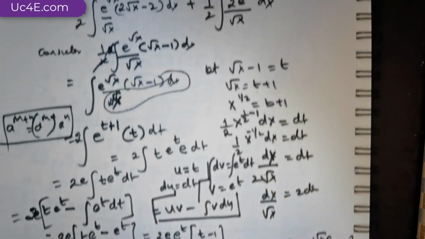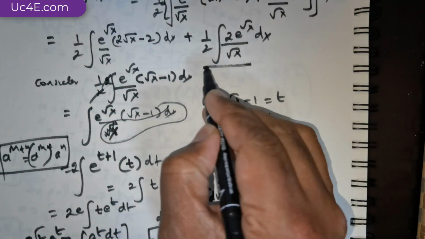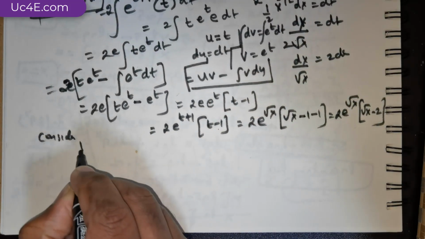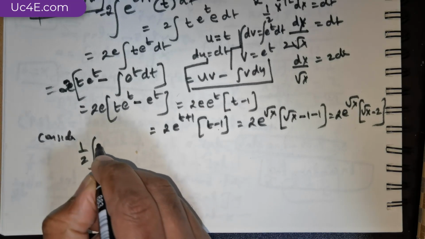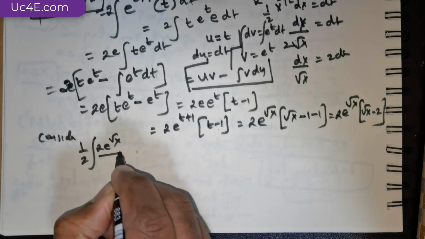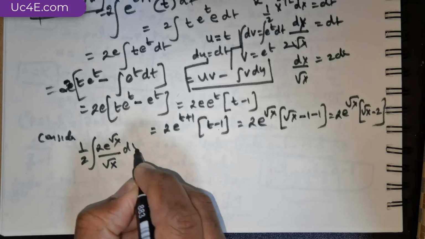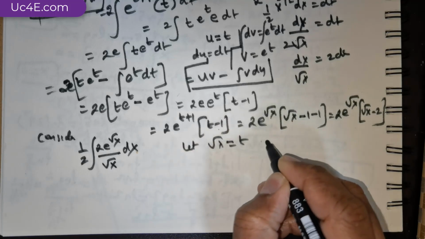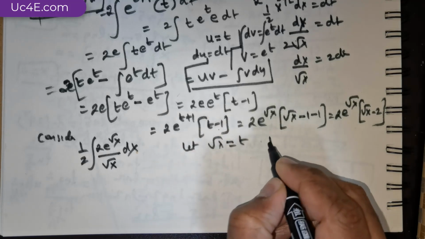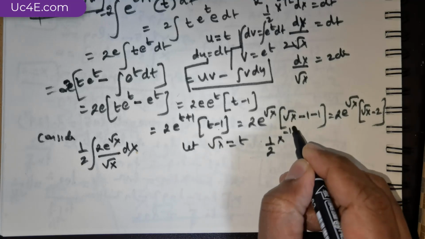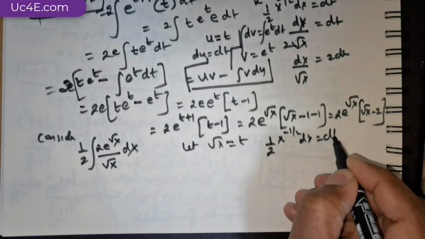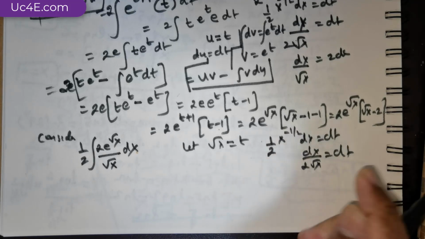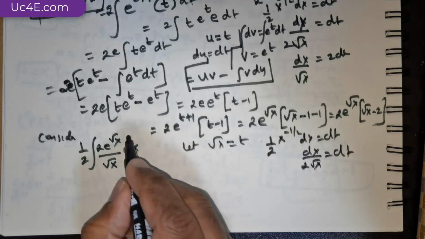Now this is one side, right? There is also another quantity. So let us consider this part: 1 over 2 times the integral of 2 times e raised to the power of x over root of x times dx. Now let me take root of x to be equal to t. Then if I were to differentiate this, this is going to give me 1 over 2 x raised to the power of negative 1 over 2 times dx is equal to dt. This can be further rewritten as dx over 2 times root of x is equal to dt, right? So in place of this substitute this.